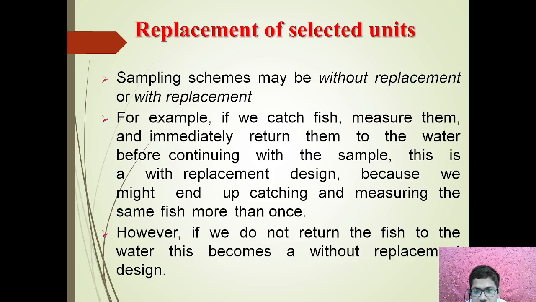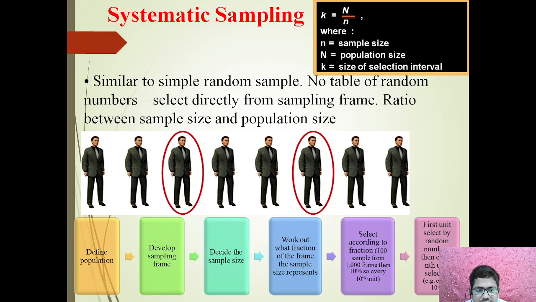For example, if we catch fish, measure them and immediately return them to the water before continuing with the sample, this is a with-replacement design, because we may catch and measure the same fish more than once. There is a chance we might catch it again, or not. However, if we do not return the fish to the water, this becomes a without-replacement design.